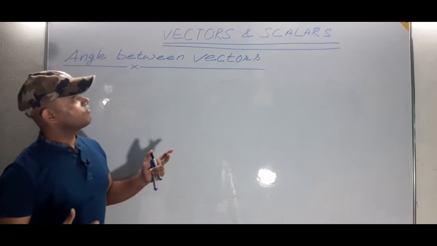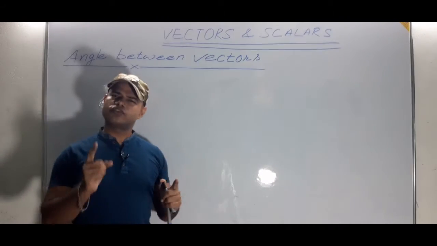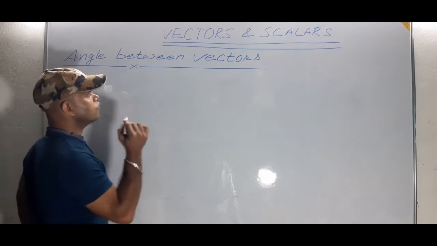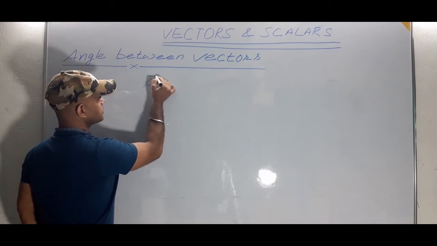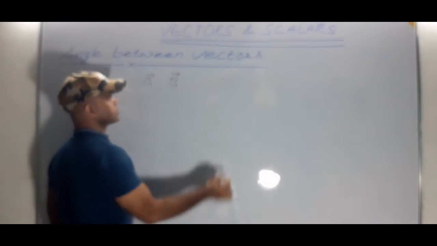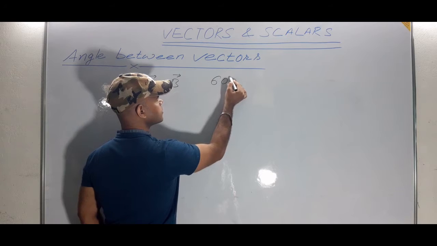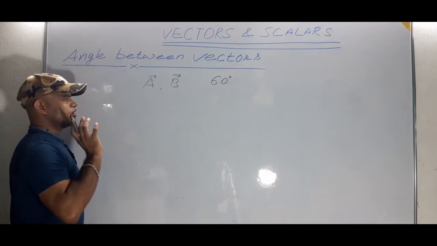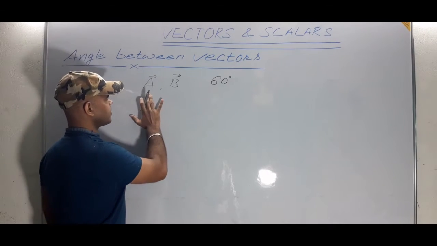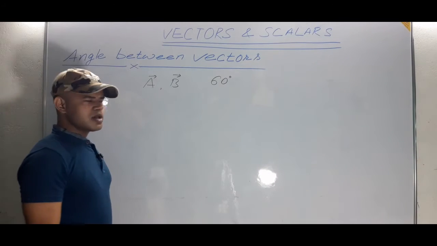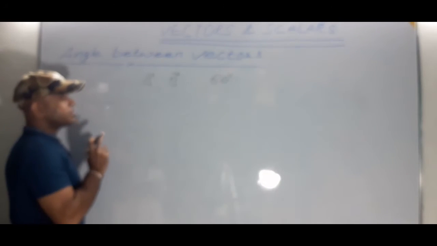Alright, so angle between vectors. Let's try to understand it through a very simple example. Suppose we have been given two vectors, A vector and B vector, and the angle between these two vectors is 60 degrees. This is the information given to us. Now let's try to represent these two vectors inclined at an angle of 60 degrees.